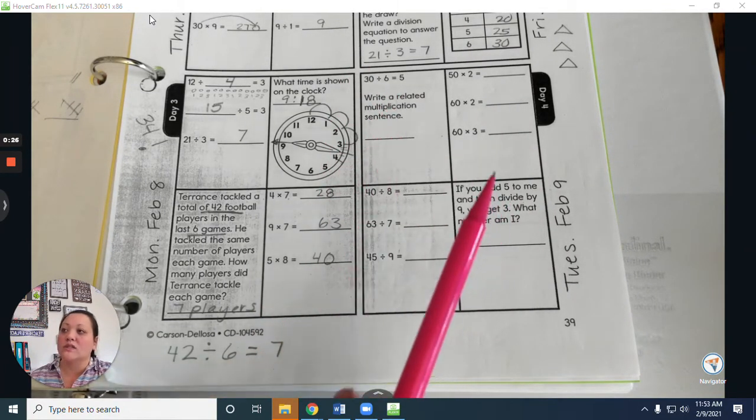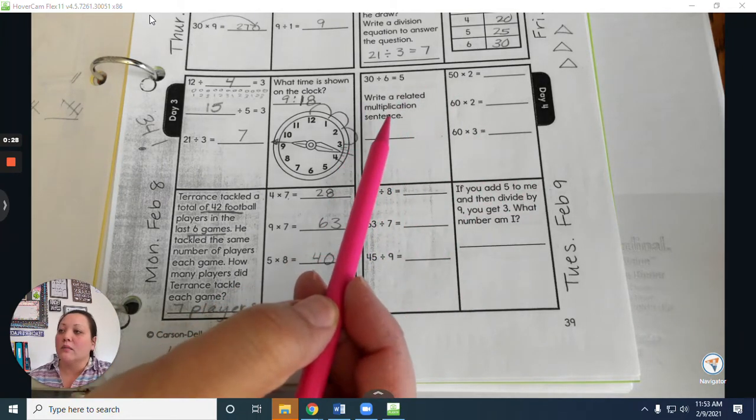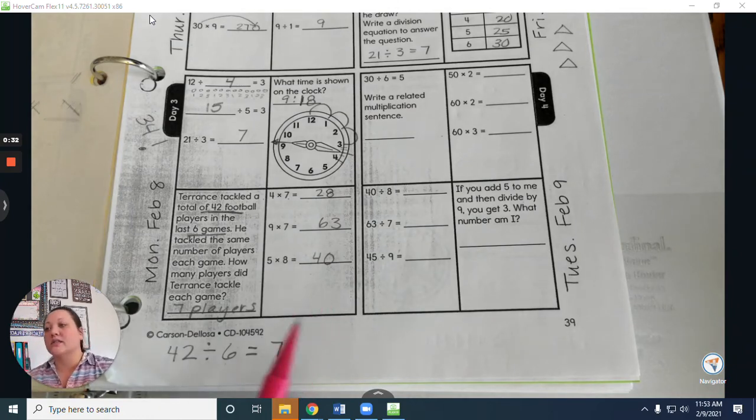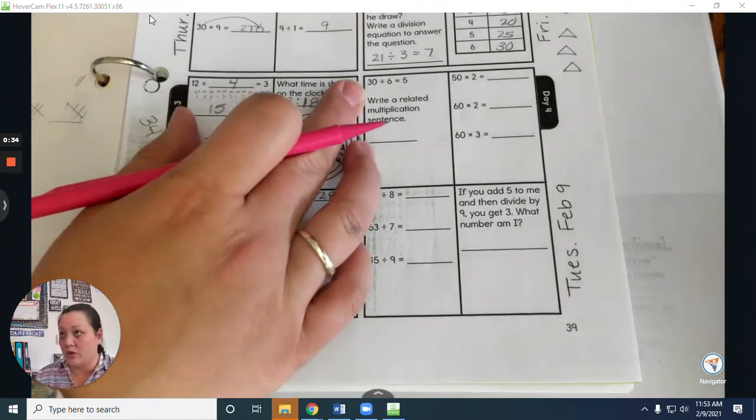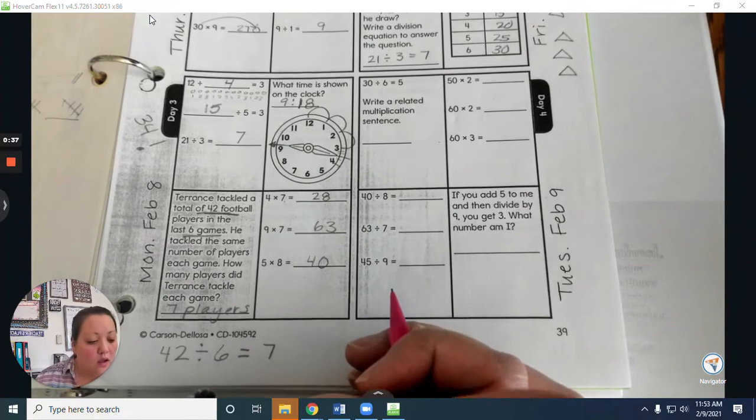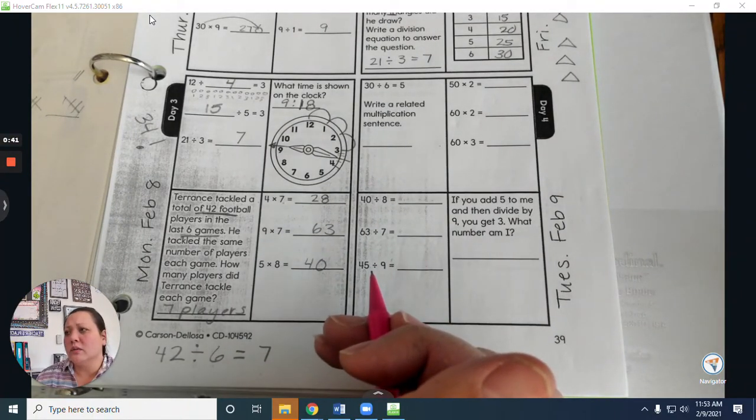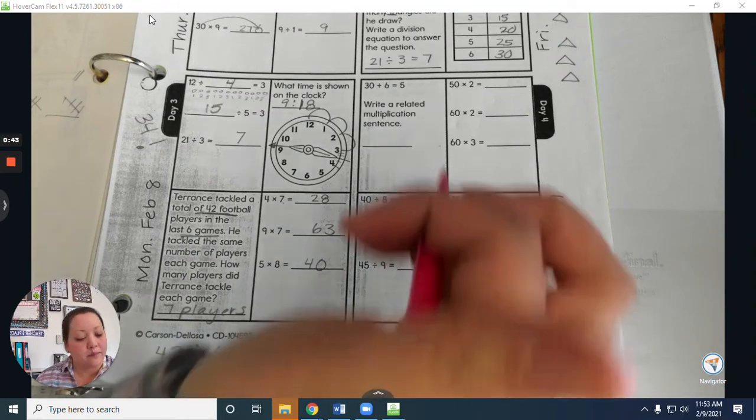30 divided by 6 equals 5. Write a related multiplication sentence. Okay, so there are 2 multiplication sentences that we could do. Remember, division and multiplication are like cousins. They're definitely related, but not the same.